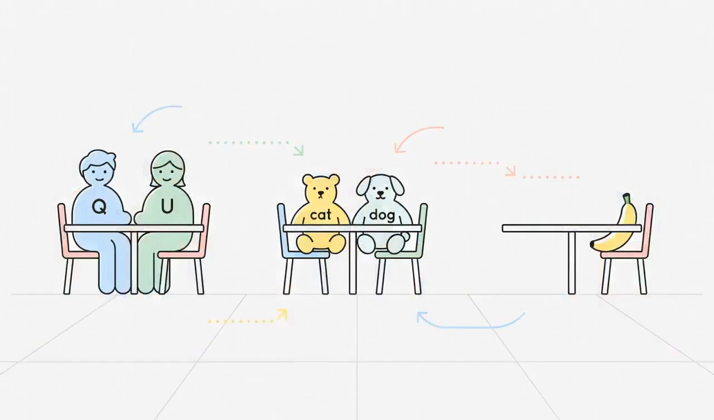In any cafeteria, friends sit at the same table. So Q and U, who almost always appear together, get placed at the same table. Cat and dog, who both describe pets, sit close together. But banana sits far away, because banana is a fruit, not a pet.